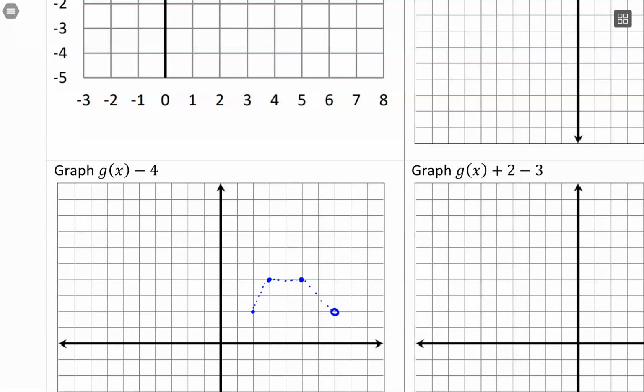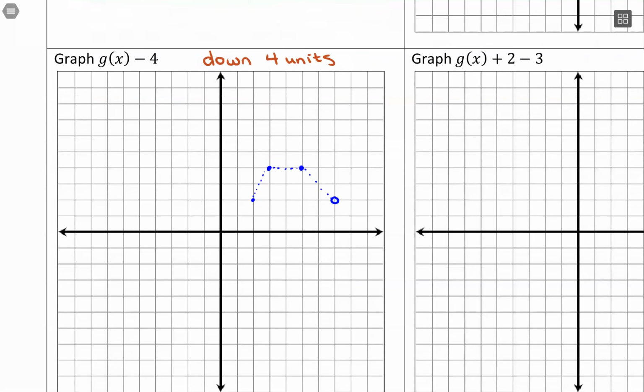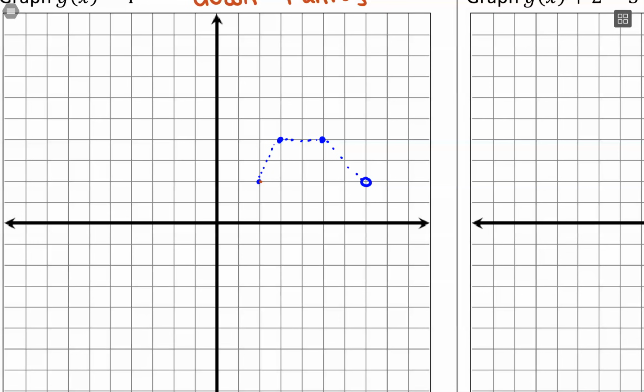Okay. So here's our original function, and what we're going to do is take our original function and then subtract 4. So that tells me we're going to move down 4 units. So, new function, I'm going to take that coordinate right there and go 1, 2, 3, 4, and then I'll do that to each of the pieces. So moving down 4 units. And then we have our final function. There we go.